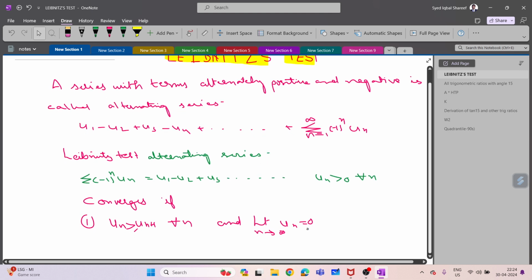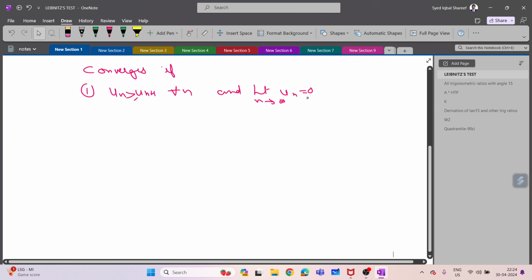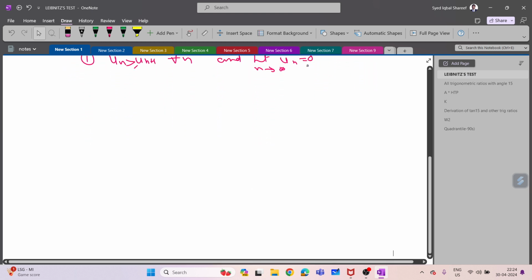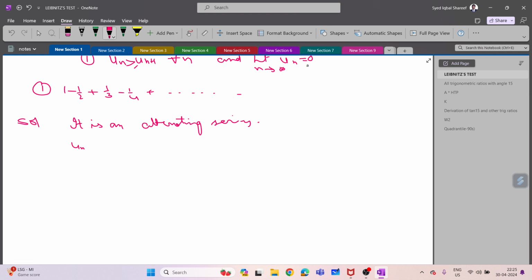Okay, we'll do one problem. We'll go through a few problems to clear the concept. Problem number one: 1 minus 1 by 2 plus 1 by 3 minus 1 by 4, and so on. First, the series should be alternating. It is an alternating series.